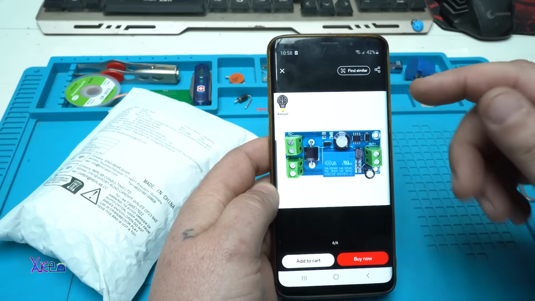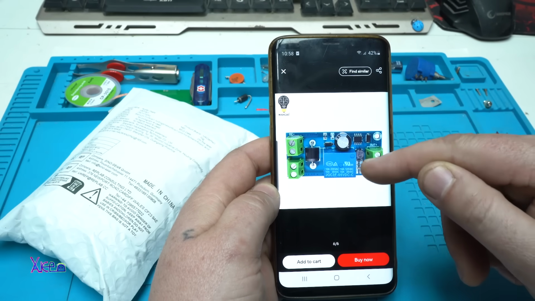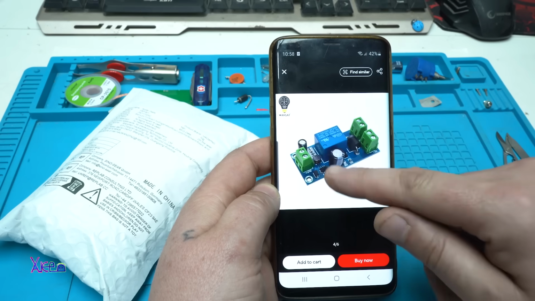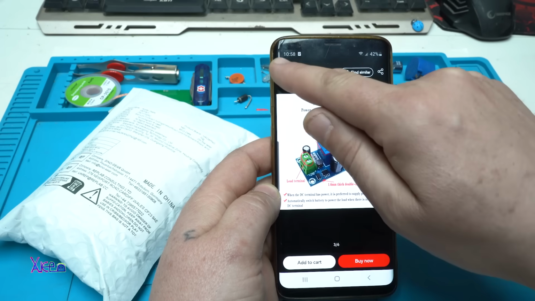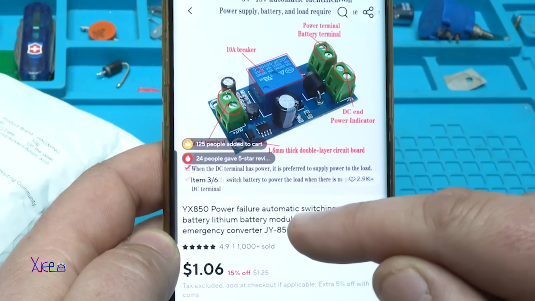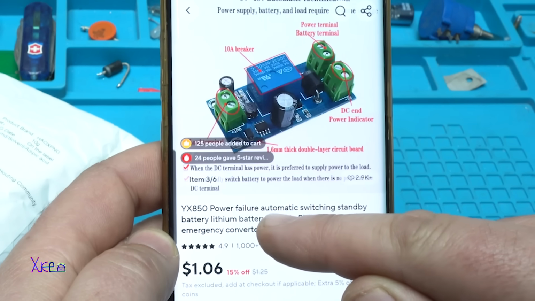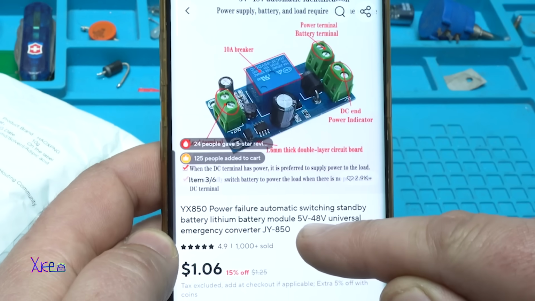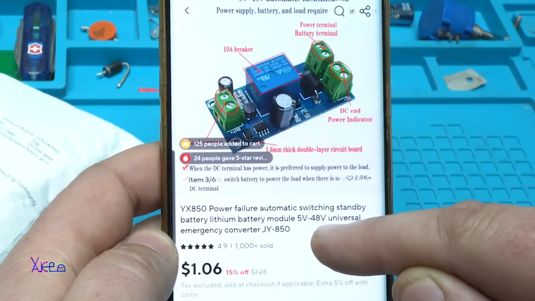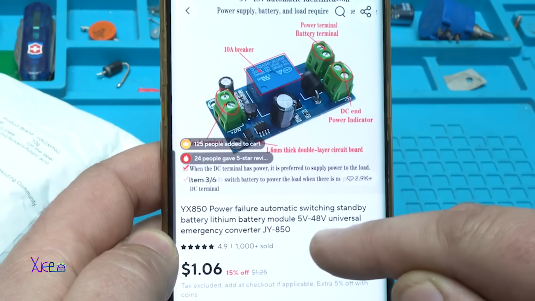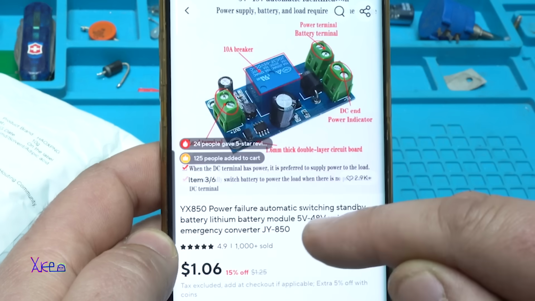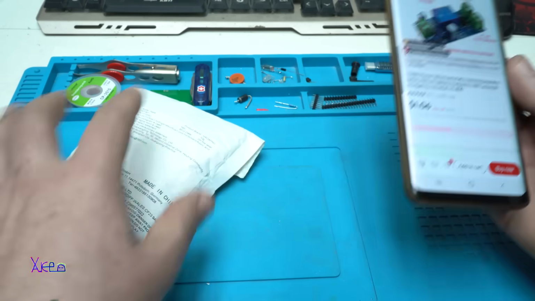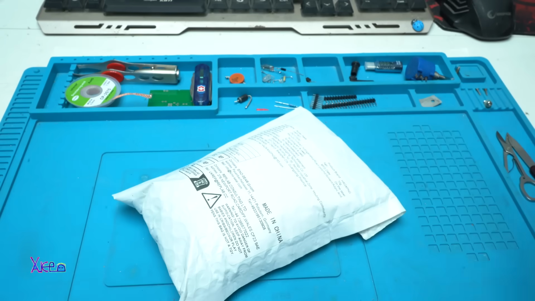From AliExpress. Look what module you can order, and it's very useful. And what is it? It's a power failure automatic switching standby battery lithium battery module, 5 volt to 48 volt universal emergency converter, and it's $1 from AliExpress. And I got it.